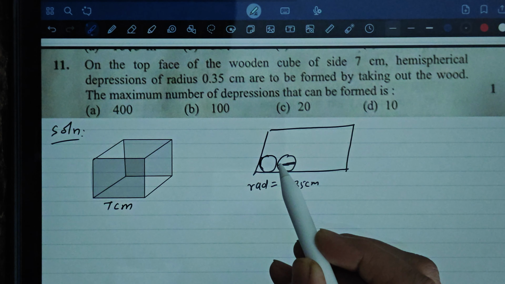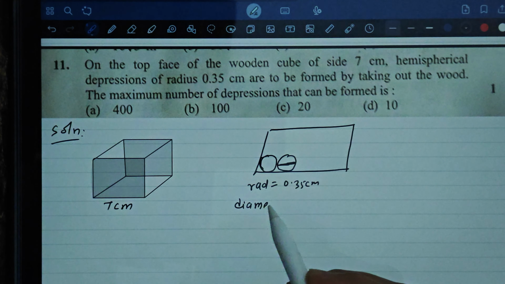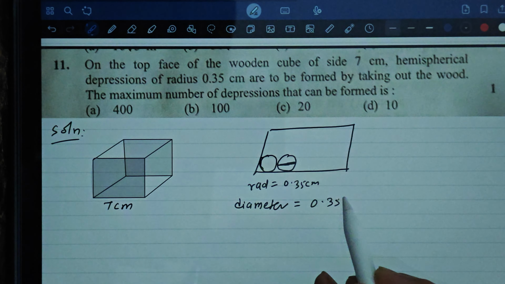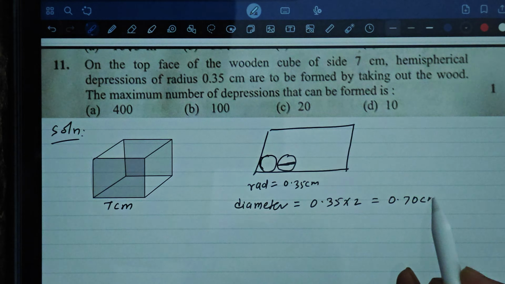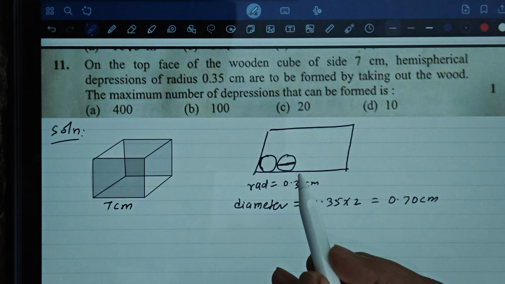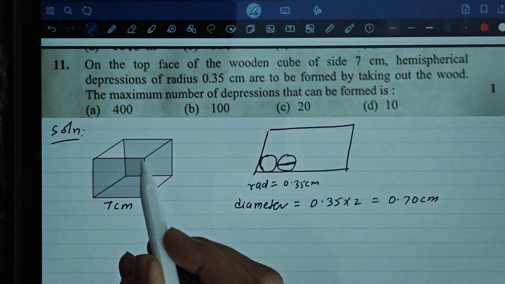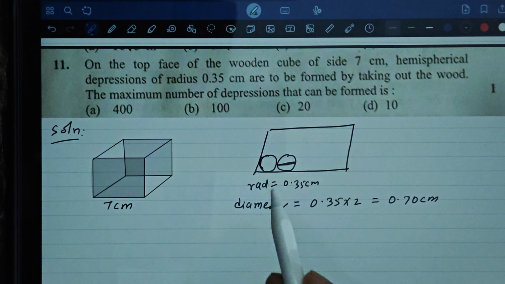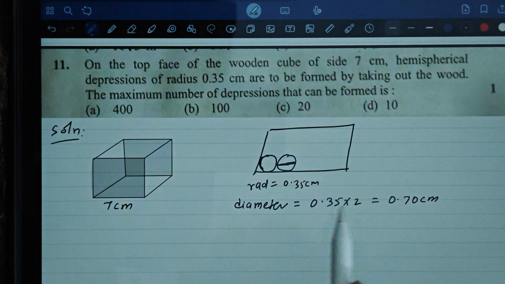Now you know if radius is 0.35 centimeter, so what will be the diameter? Diameter of the hemisphere will be double of radius, that will be 0.35 into 2, that is 0.70 centimeter, okay. So how will you find? On one line of 7 centimeter, suppose this is the line for the cube, side of the cube, so on this line, how many cutouts can be possible of this diameter?